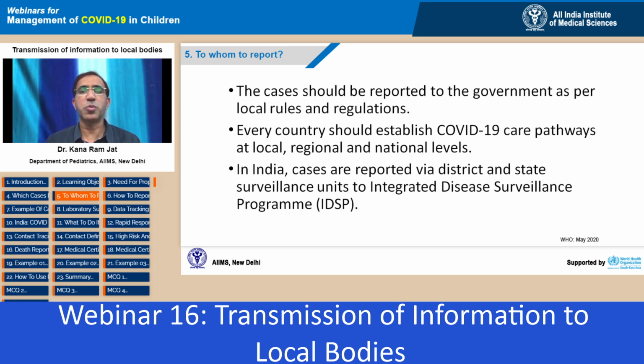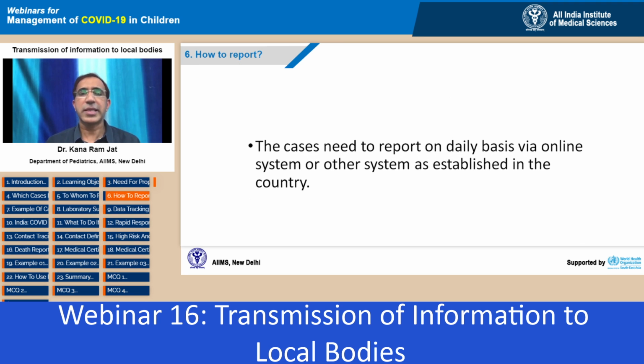Next is to whom to report. The cases should be reported to the government as per local rules and regulations of the country. As per WHO, every country should establish COVID-19 care pathways at local, regional, and national levels. In India, cases are reported via district and state surveillance units to the Integrated Disease Surveillance Programme. The cases need to be reported on a daily basis via an online system or other system as established in the country.